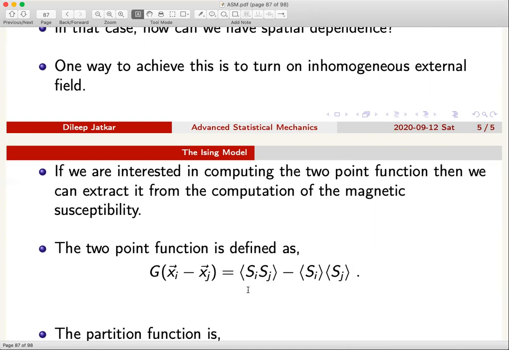Now of course, if you try to compute this, it contains two pieces. One is what is called the connected piece, and the other is a disconnected piece. Disconnected piece means the spin at site I may have some average value, the spin at site J may have an average value, and that could also contribute to this expectation value. We don't want to collect that information. We want to collect the connected information, so we subtract this piece.